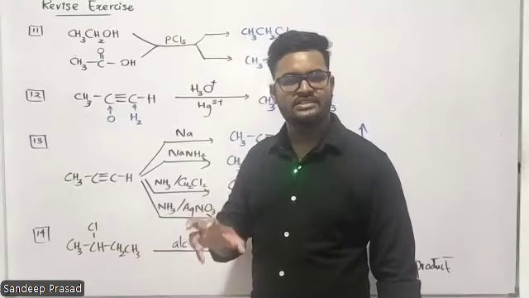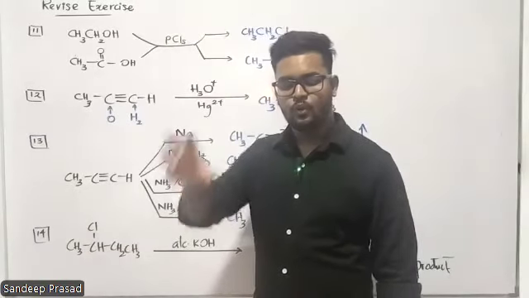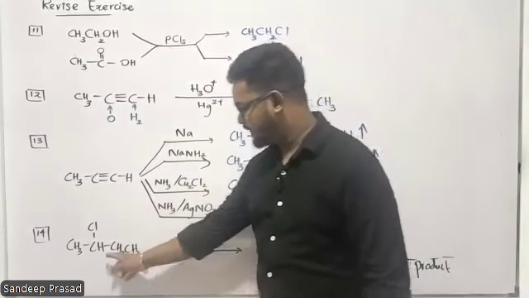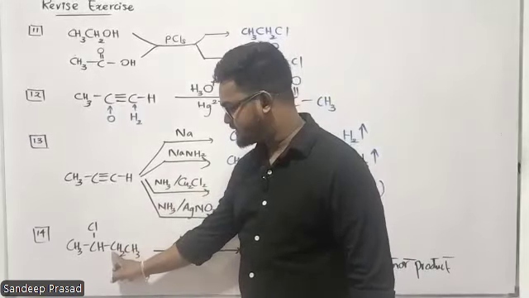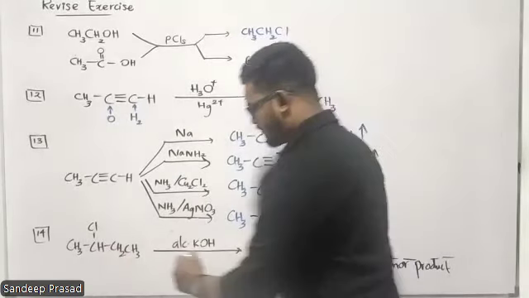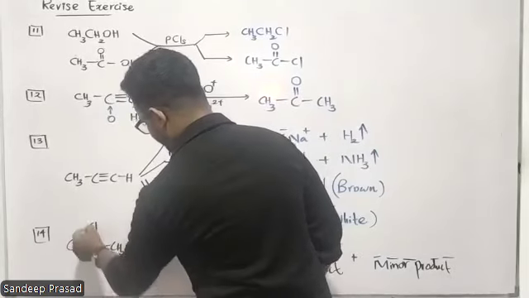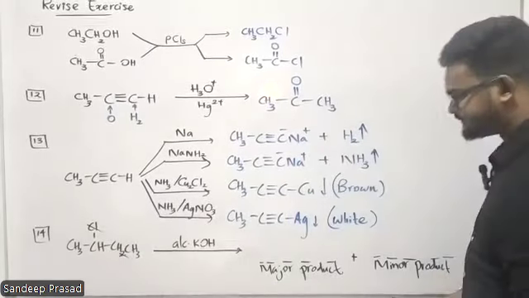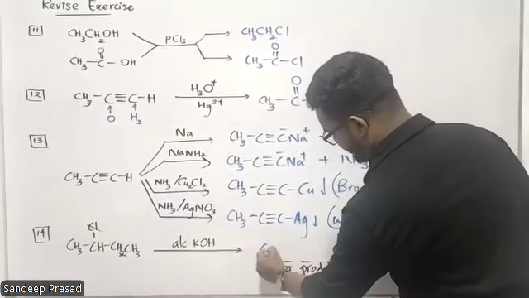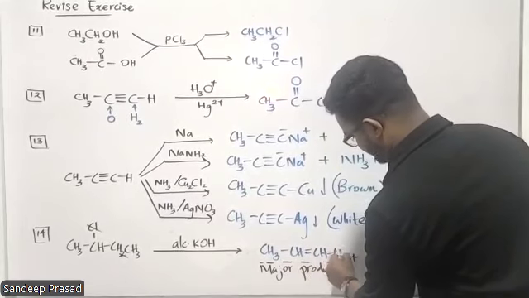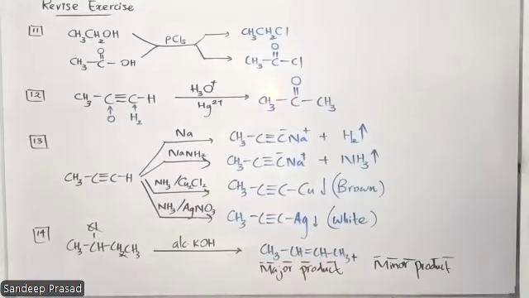So chlorine is eliminating with the hydrogen from the carbon atom which is poor in hydrogen among the neighboring carbon atoms. So one of the hydrogens will be eliminated from here, and chlorine is eliminated here. Then we can obtain the major product like this, CH3, CH double bond CH, CH3. So what is the minor product?